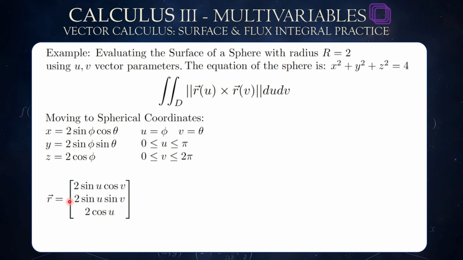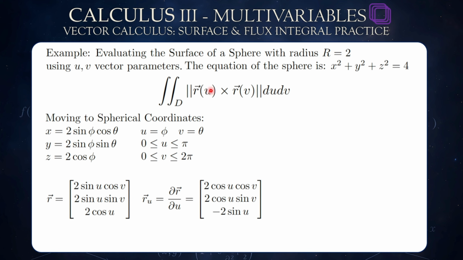Remember, r has x, y, z. So what are these three components? X is equal to 2 sine u cosine v, y equal to 2 sine u sine v, and z equal to 2 cosine u, with u being phi and theta being v. We are following this equation. Okay, so at first we need to derive with respect to u.